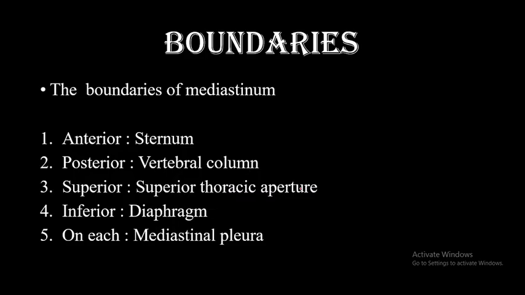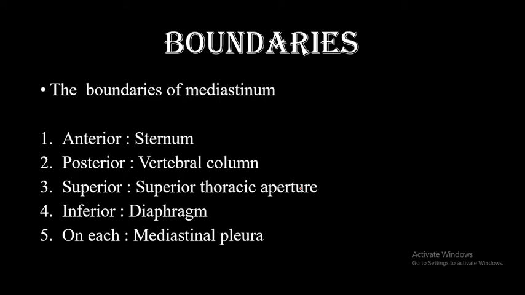Now first we have to learn about the boundaries of the mediastinum, that is, the structures present around the mediastinal part. Anteriorly there is a bone, the sternum, which is an example of a flat bone. Posteriorly lies the vertebral column. Superiorly lies the superior thoracic aperture. Inferiorly lies a very important muscular organ, the diaphragm, and on each side lies the mediastinal pleura.